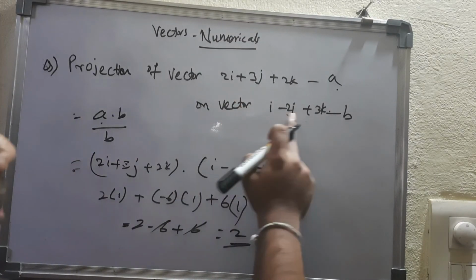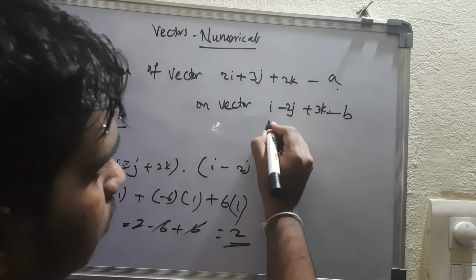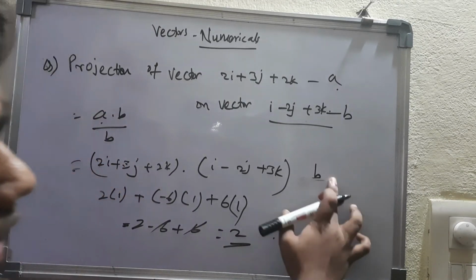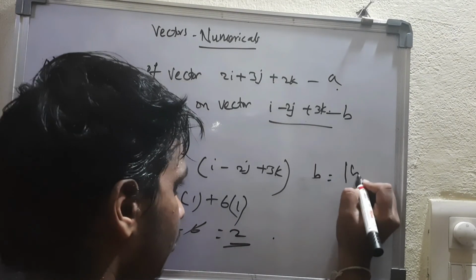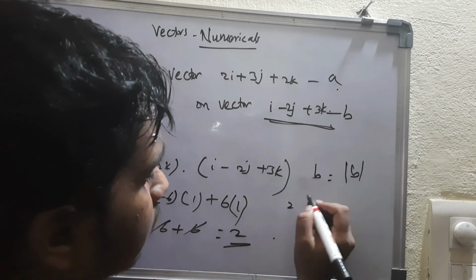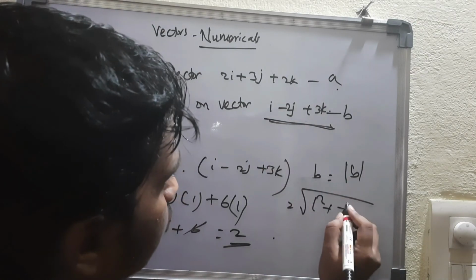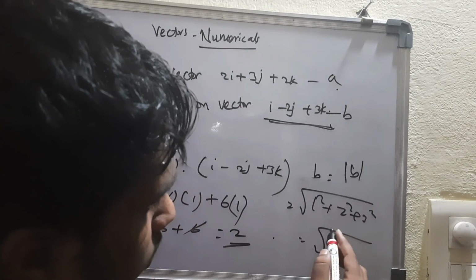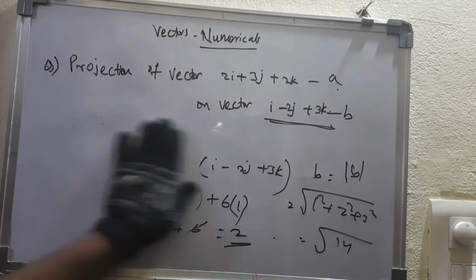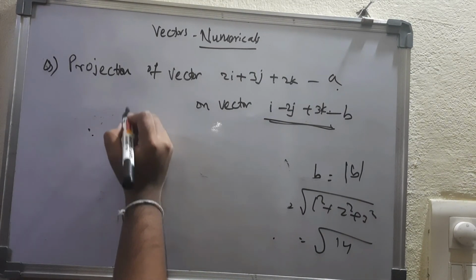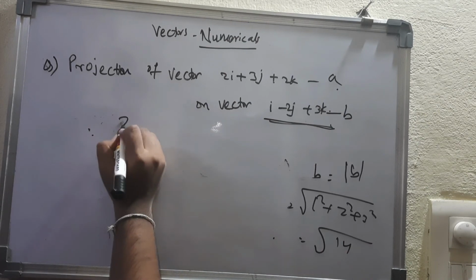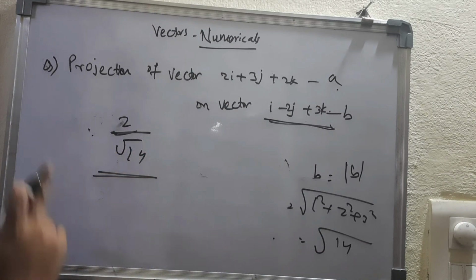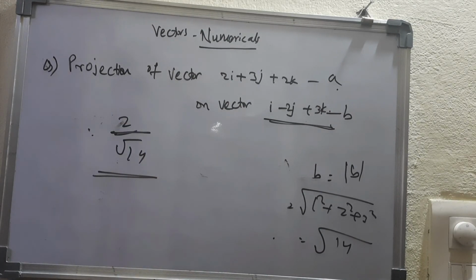Now vector B. If they give only B, it means the magnitude. Now the magnitude of B is the square root of 1 square plus 2 square plus 3 square, which is equal to 1 plus 4 plus 9, that is 14. So the projection is A dot B by magnitude of B, which is 2 by root 14. So this will be the projection of vector A with respect to vector B.